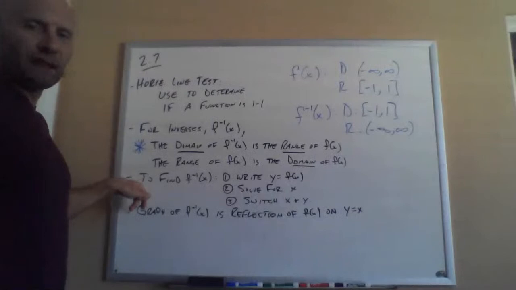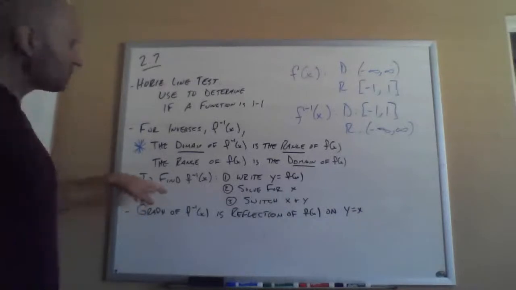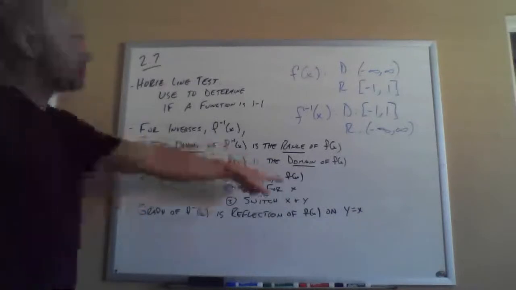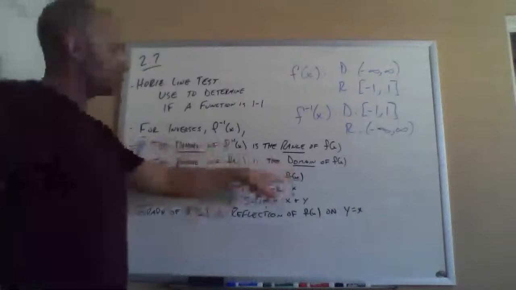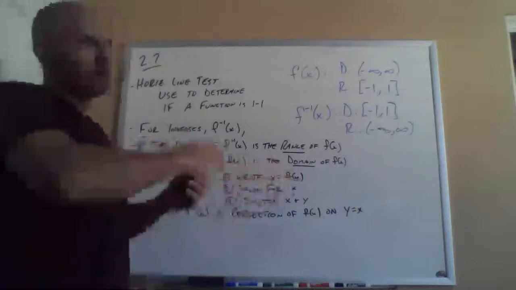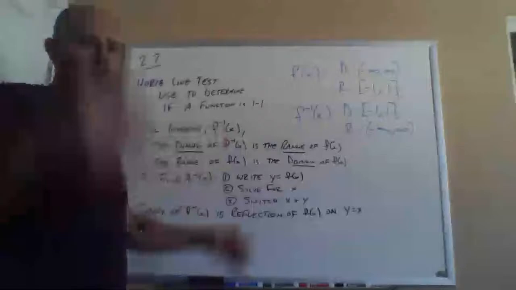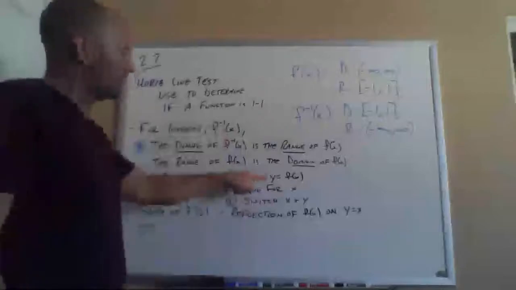No questions on that. So then how do we find an inverse function? What we're going to do is, whatever the function is, we change f of x to a y so that we have y equals square root of 1 plus x, or whatever the function was.